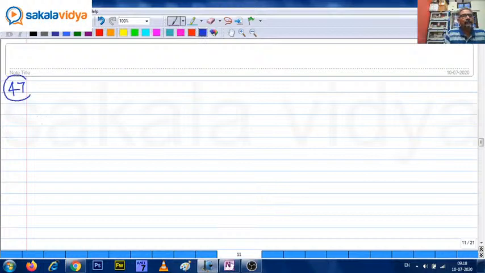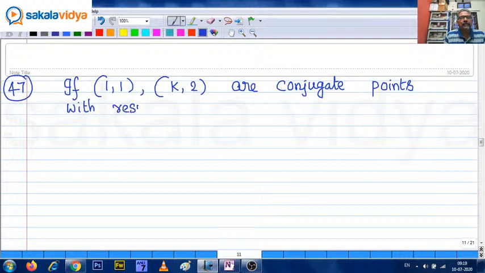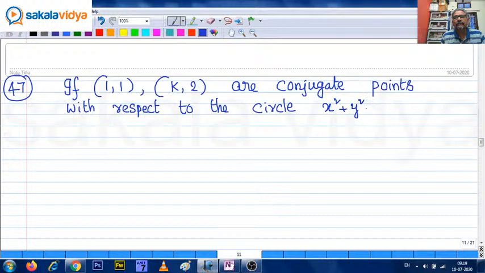Question number 47. If (1, 1) and (k, 2) are conjugate points with respect to the circle x square plus y square plus 8x plus 2y plus 3 equals 0, then k equals to, what is the value of k?